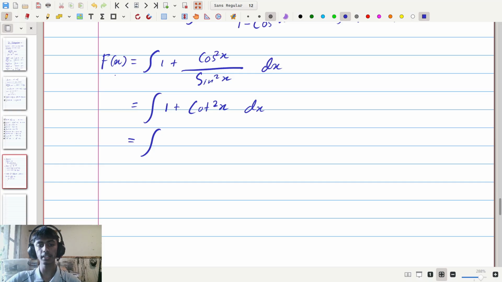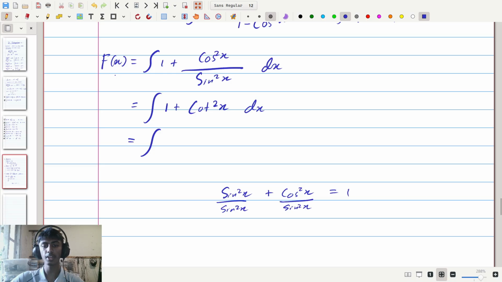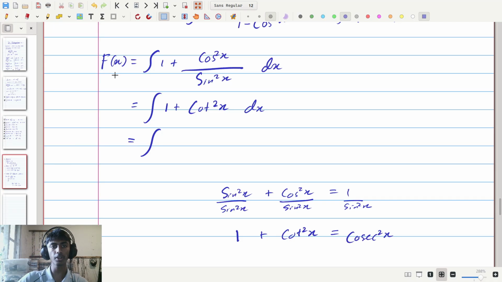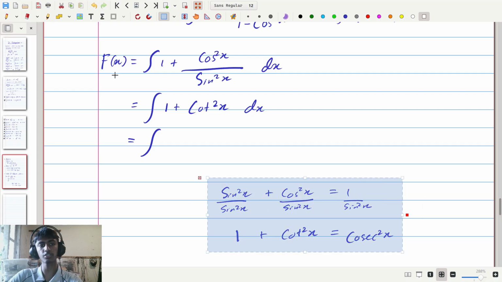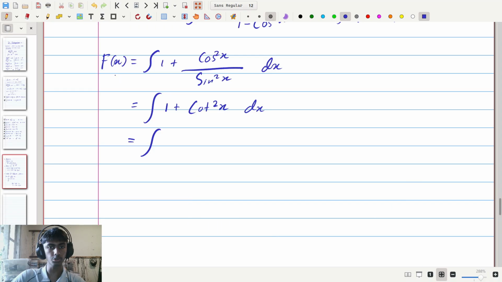Here we know that given sine squared x plus cosine squared x equal to 1, we can divide everything by sine squared of x. The first part will give us 1. The second part will give us cotangent squared of x. And the last part will give us cosecant squared of x. Therefore, 1 plus the cotangent squared of x is equal to the cosecant squared of x. So here I'm going to replace 1 plus the cotangent squared of x with cosecant squared of x integrated dx.